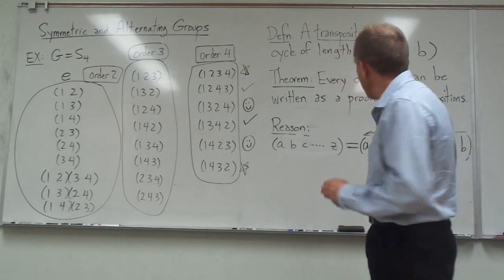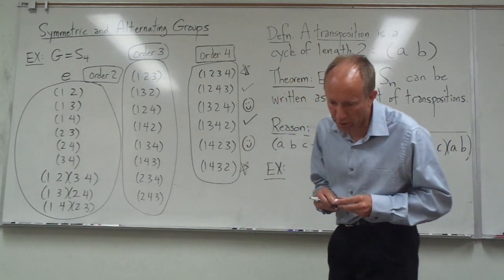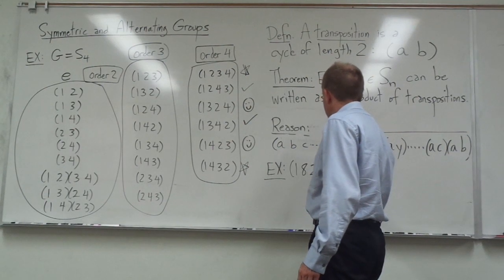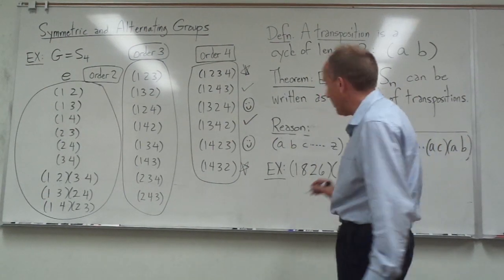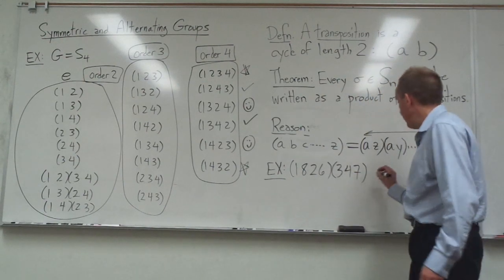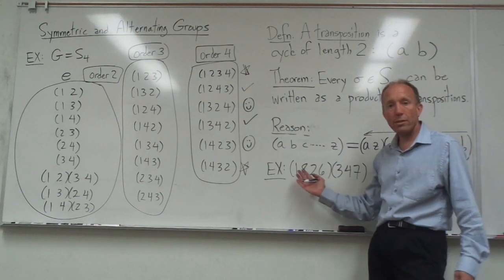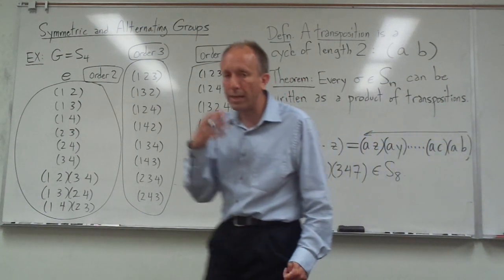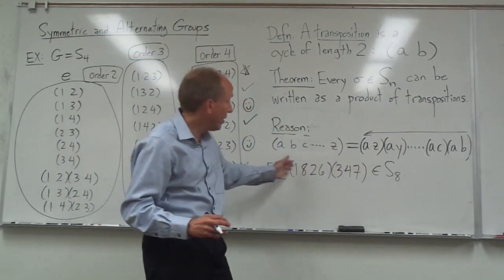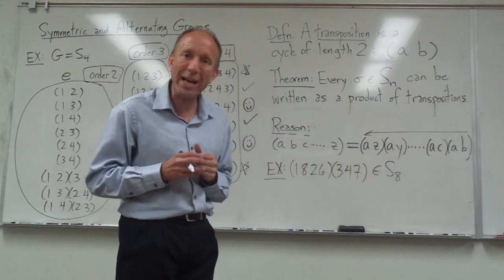Okay. So let me just give you an example of this theorem. Let's suppose that I took something like (1 8 2 6), and I wanted to multiply it by (3 4 7). Now this is a perfectly good element of, let's say, S8, and it's even simplified, right? When I say it's simplified, what I mean is that these cycles are disjoint. There are no common elements, no common numbers in the two separate cycles.